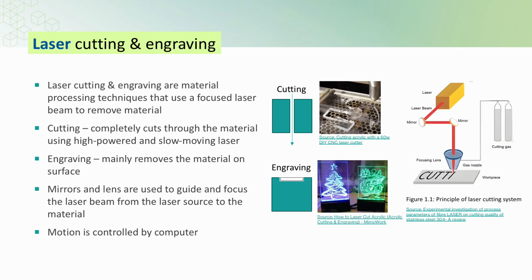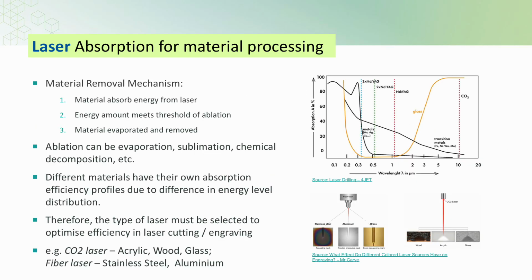The laser system uses a series of mirrors to transfer the laser beam from the laser source and uses a lens to focus and bring the laser to the material. Motion is controlled by your setting input into the computer. The mechanism behind material removal is that, firstly, the material absorbs energy from the laser.